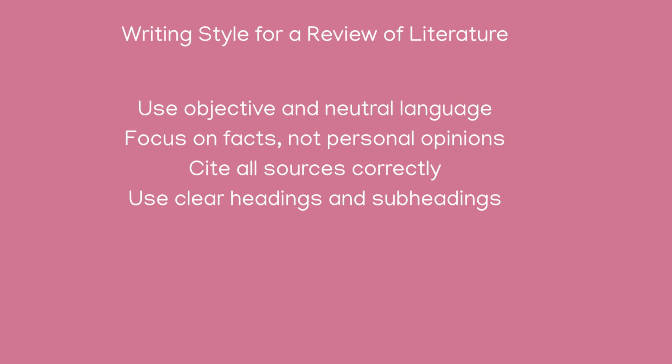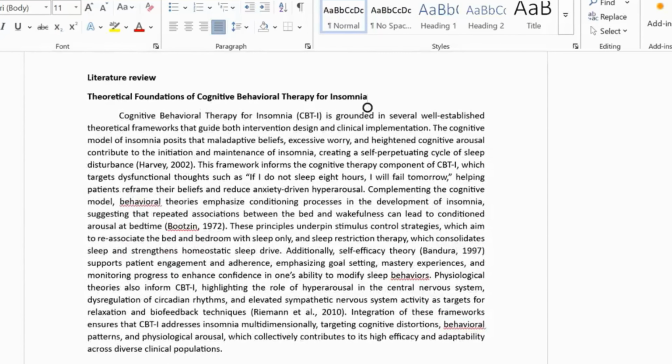Writing style for a review of literature. Use objective and neutral language. Focus on facts, not personal opinions. Cite all sources correctly. Use clear headings and subheadings. This is a review of literature on cognitive behavioral therapy, CBT, for insomnia.